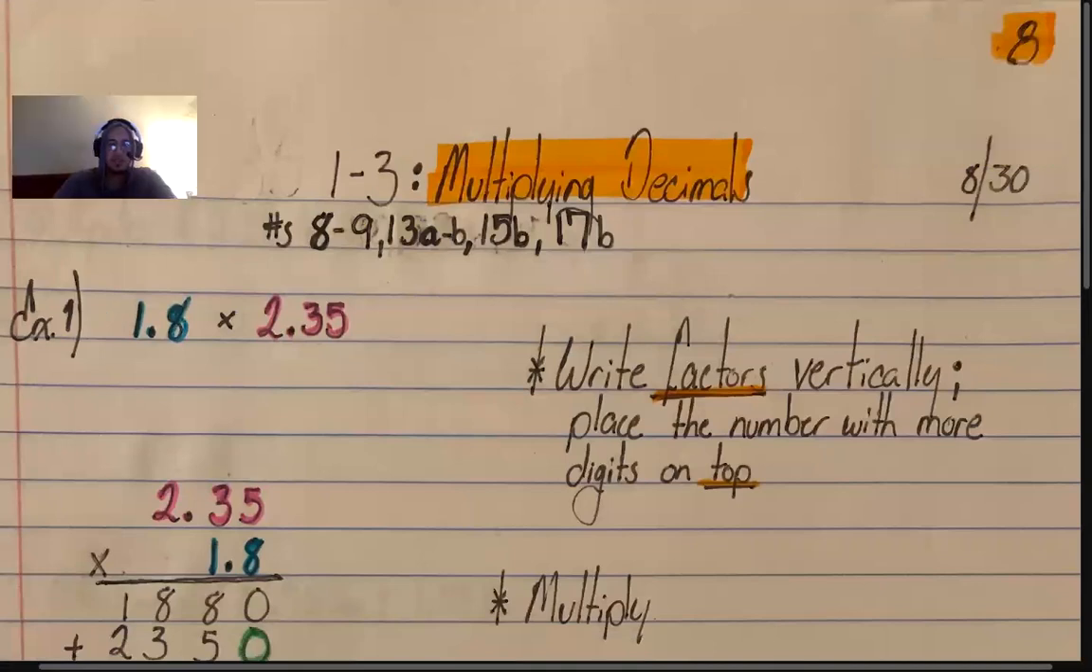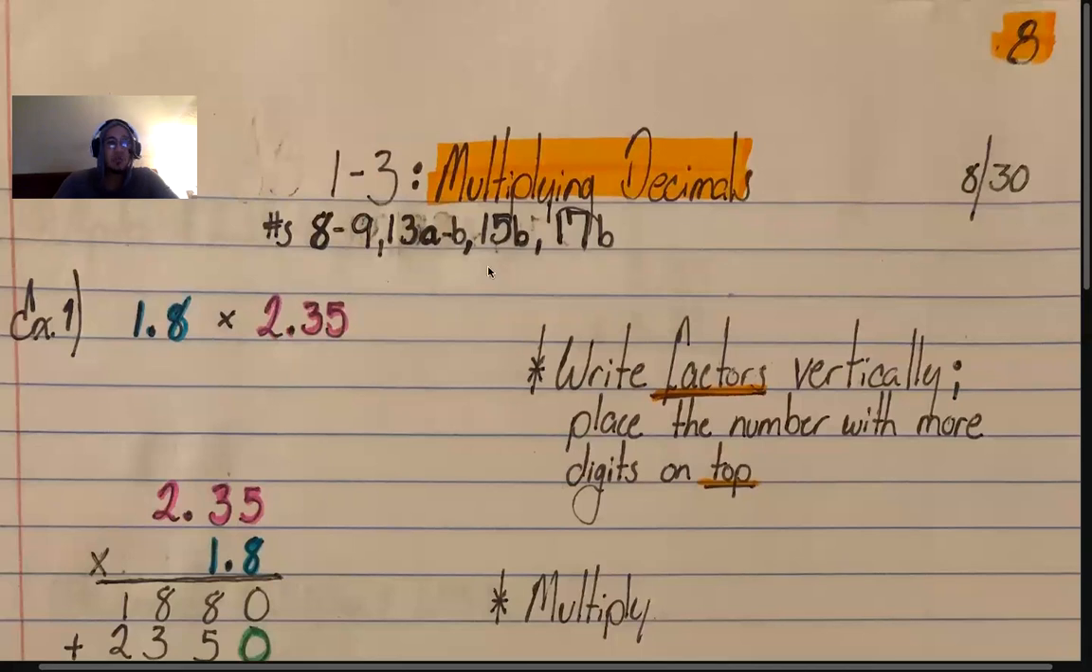And so here's the heading. Please copy down this. Please pause the video at any point you need to copy something down. Sorry, it's a bit messy today, but today we are doing 1-3, multiplying decimals. This is our 8th lesson, and these are the numbers that we'll be doing on Schoology. Numbers 8, 9, numbers 13, just A and B, and then number 15 and number 17. Okay, assuming that you've already copied this down, let's go ahead and begin.